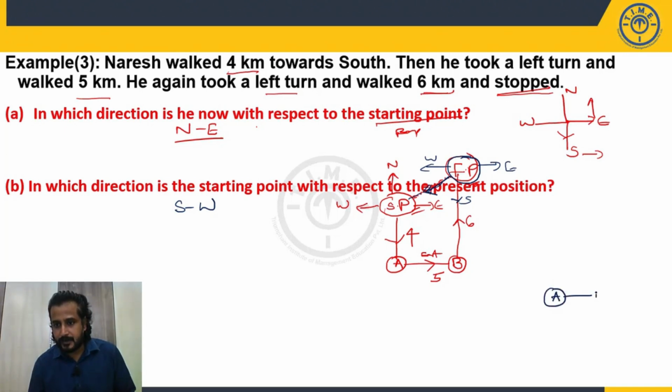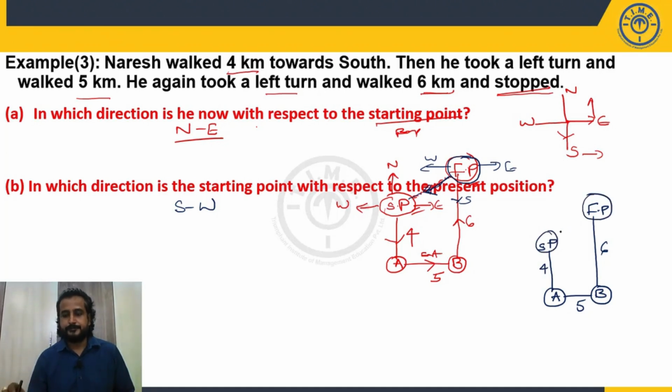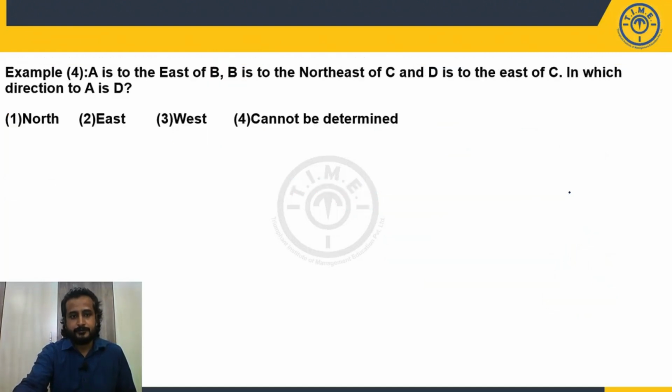Okay, let me give the clear picture. A, B, and it is 6 meters, it is 5 meters, the final point, and here it is the starting point. How many meters? 4 meters. So in the earlier case, the direction of the final point with respect to the starting point becomes north, east, and in this case, this direction becomes south or west. Fine. Okay. Now move to the next example.